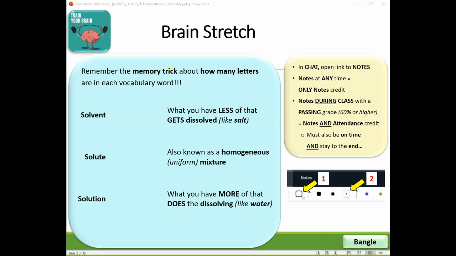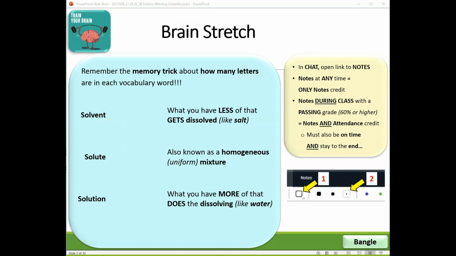Let's go ahead and do a quick brain stretch on this vocabulary that we learned in the previous lesson: solvent, solute, and solution. Go ahead and take a moment. You need to match up which of these is what you have less of that gets dissolved, like salt; what is also known as a homogeneous or uniform mixture; and what is the thing that you have more of that does the dissolving, like water. Pause the video and continue playing when you have an answer.